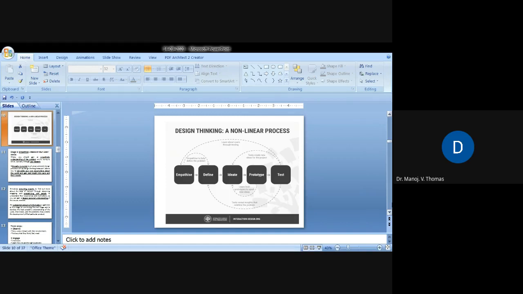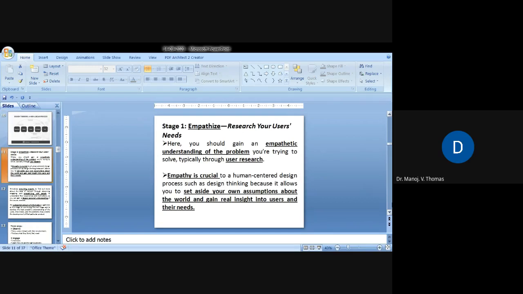So that is why it is a non-linear process. The different stages are not sequential. They can be run in parallel, in a different order, and as many times as possible. So it's an iterative process. The first stage of design thinking is empathize.